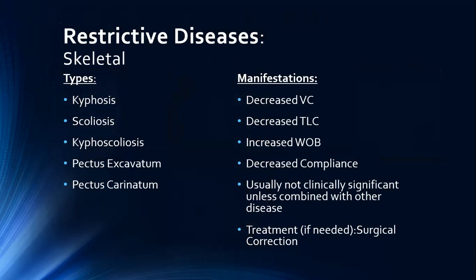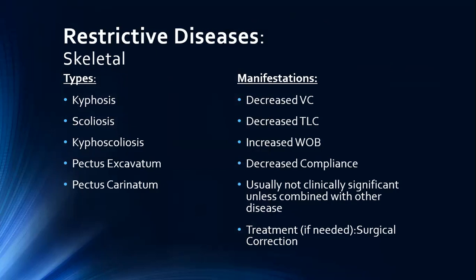Skeletal types we have are kyphosis, scoliosis, kyphoscoliosis, pectus excavatum and pectus carinatum. Now, kyphosis is when the back is hunched over. That's called hunchback. Like the hunchback of Notre Dame, he's suffering from kyphosis.